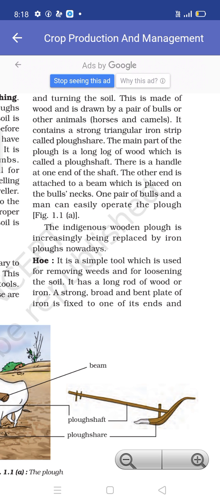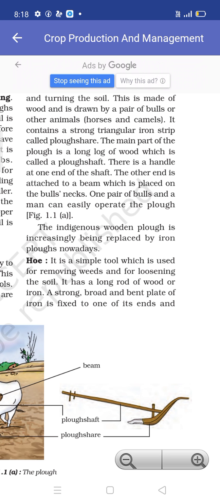The main part of the plough is a long piece of wood, which is called the plough shaft. There is a handle at one end of the shaft. The other end is attached to a beam which is placed on the bulls' necks. One pair of bulls and a man can easily operate the plough.